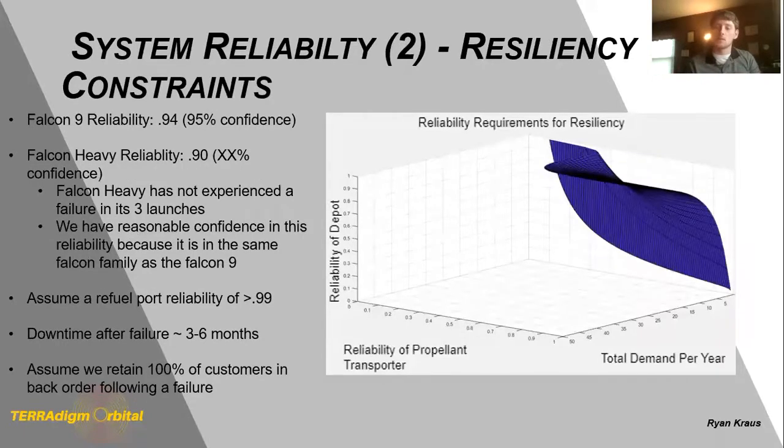And this winds up depending on the demand level, because that's what dictates how frequently we're flying. So the curve generated here represents the minimum reliabilities of these two components required for a given demand level in order to be resilient. Now this curve can be relaxed a little bit if we dial back some of our assumptions. This made some aggressive assumptions, like we keep 100% of our customers in the event of a failure in our back order. The trend still exists though that as demand level goes up, our reliability requirements also go up. They're constrained to be very, very high.